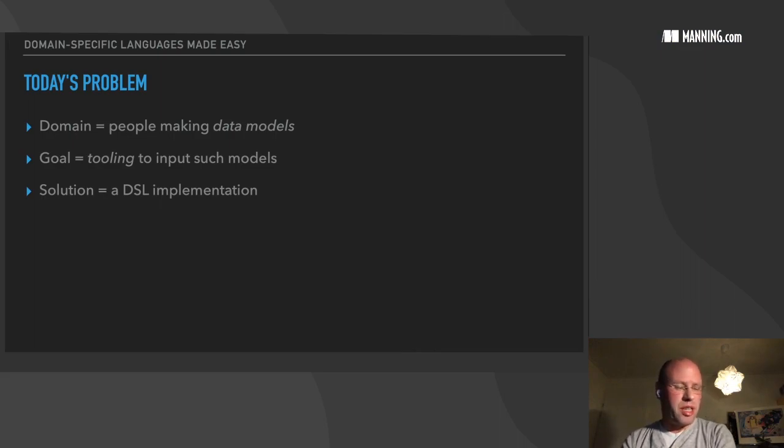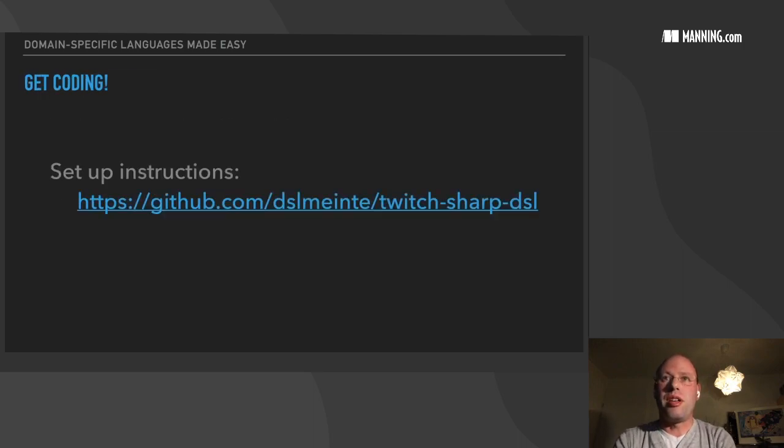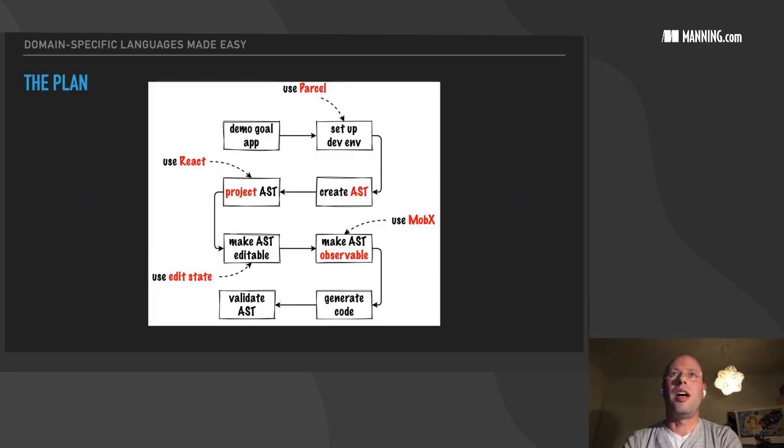As you can see, the title is Domain-Specific Languages, which means we need a domain, and the domain happens to be people making data models. The goal is to have some tooling to input such models, and a solution would be a DSL implementation. If you want to code along with me, then the setup instructions are in one of my GitHub repos. I will show you the plan for what we're going to do today.